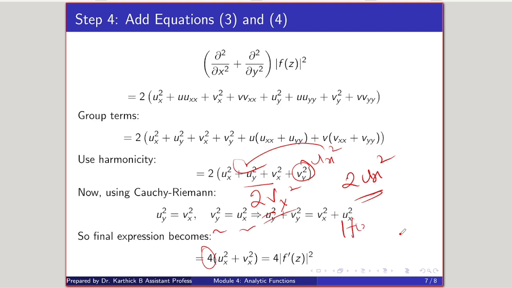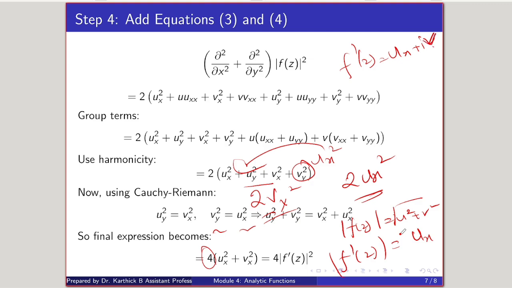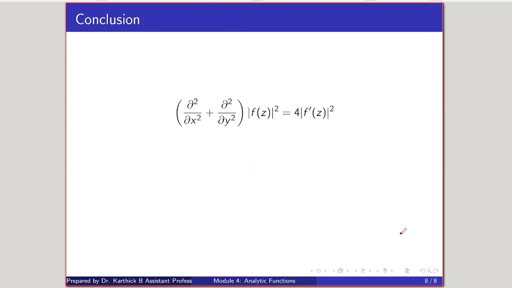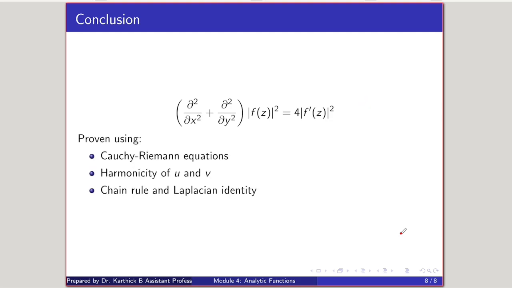Finally, modulus of f(z) will be the square root of u square plus v square. If I take the derivative of the given function, f dash of z will be u_x plus i v_x, differentiating with respect to x. If I'm taking the modulus now, it will be u_x square plus v_x square. That's how we get the remaining, and it will be equivalent to the modulus of f dash of z whole square. So finally, we proved the LHS is equal to the RHS. It has been proved using the Cauchy-Riemann equations, the harmonicity of u and v, and we have used the chain rule and the Laplacian identity. Finally, it is hence proved.